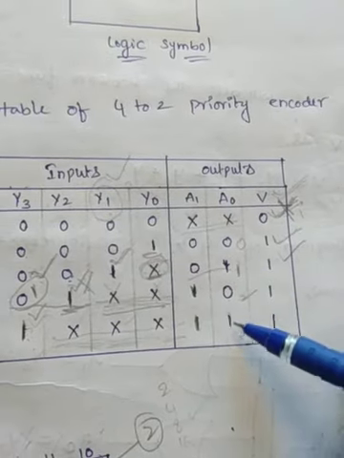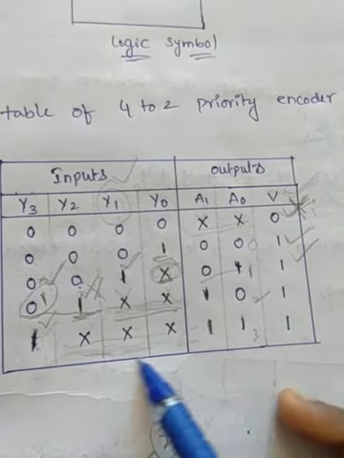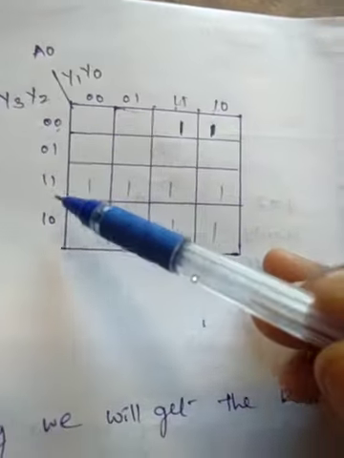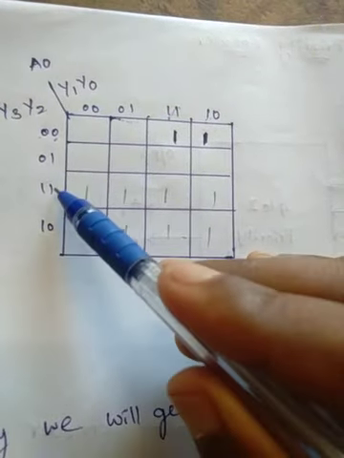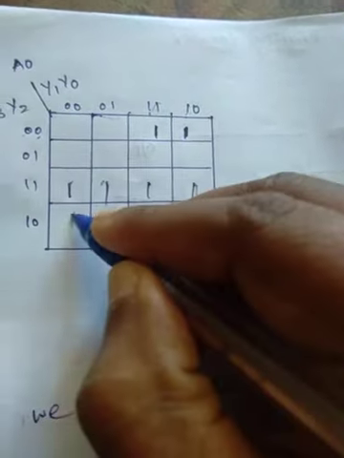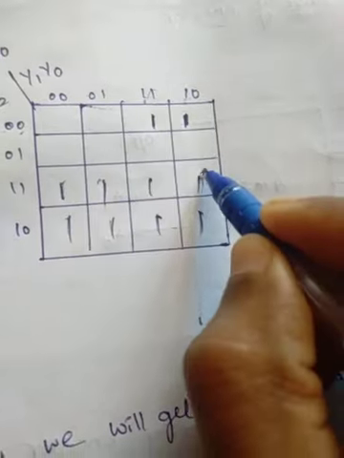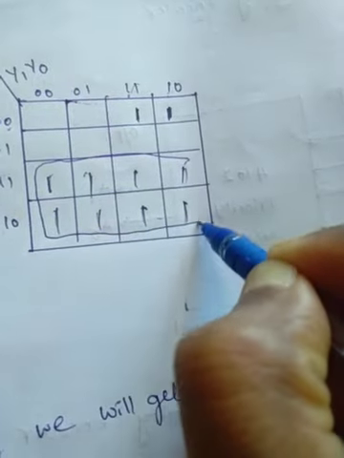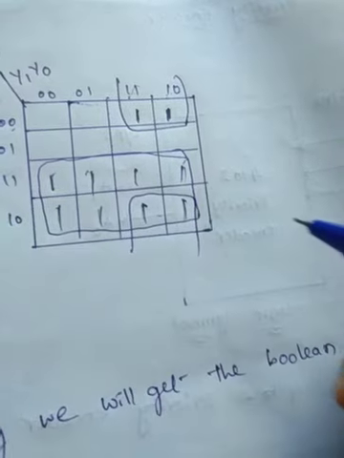Next, a0 is high for y3 equal to 1 and the remaining ones are don't care. Here y3 is 1 for these two rows, and the remaining ones are don't care, so we have to place ones in these two rows. Next we can map these 8 ones and these 4 ones.